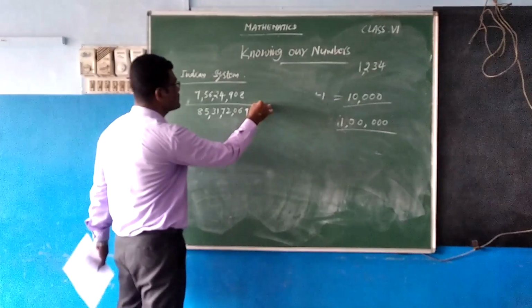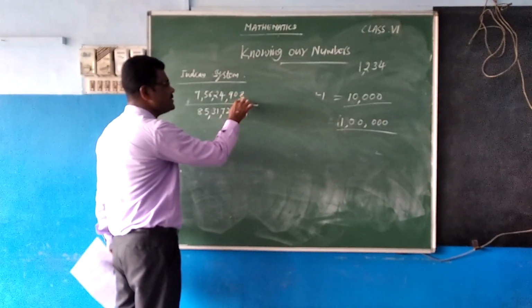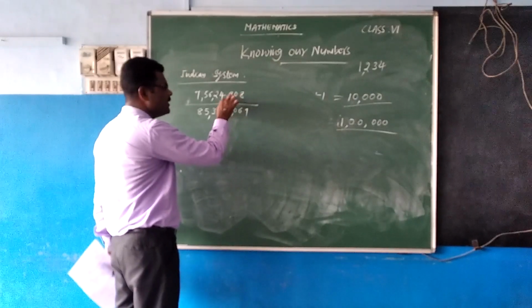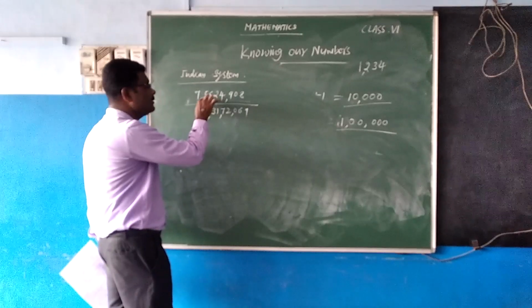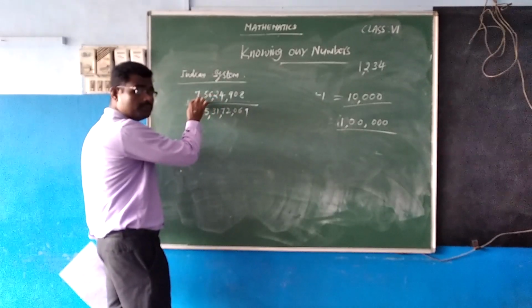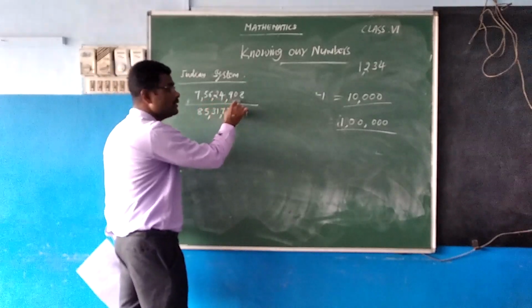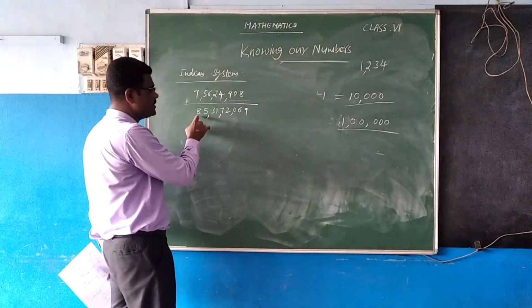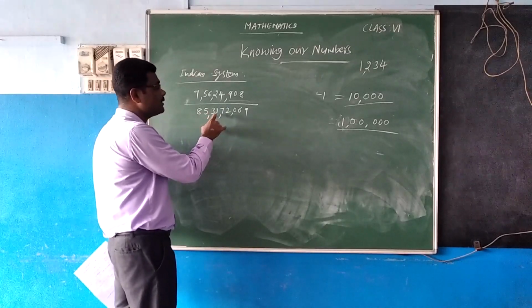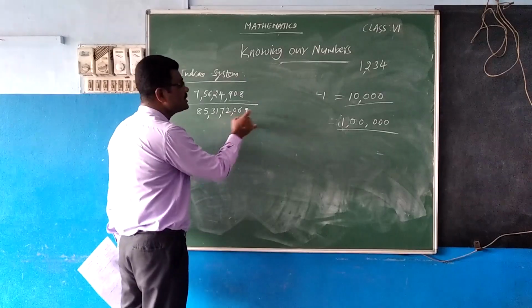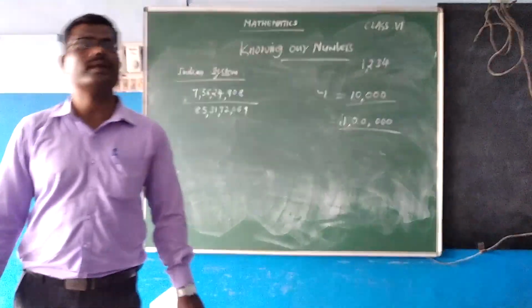How to read this? This is called unit place, tens place, 100, 1000, 10,000. This is lakh, 10 lakh. This is crore. So 7 crore 56 lakh 24,908. This is 85 crore 31 lakh 72,069. This is the way of reading in the Indian system of numeration.